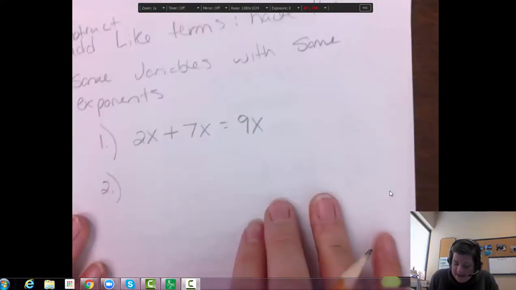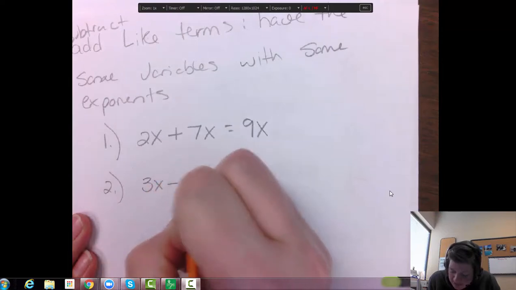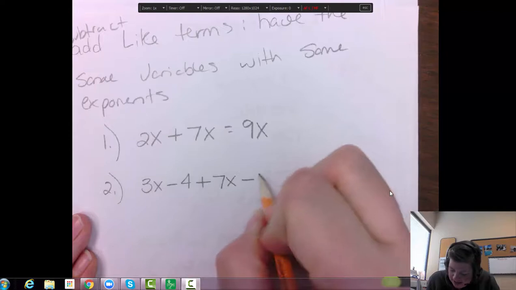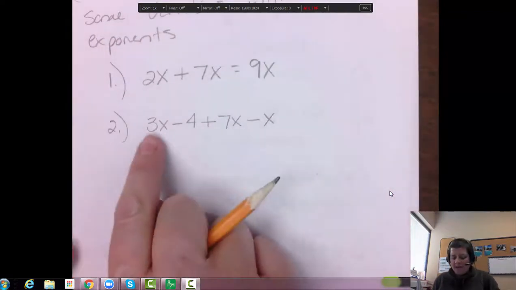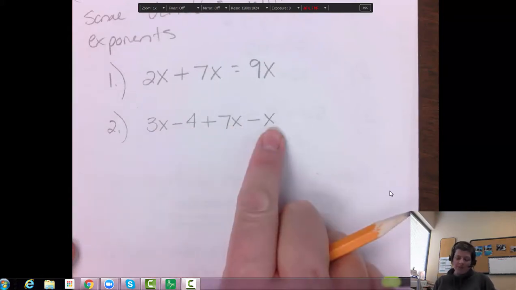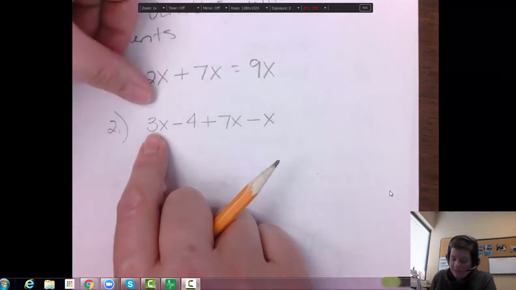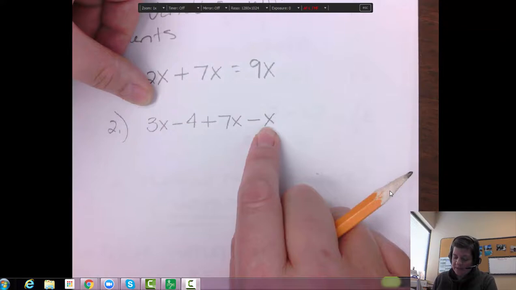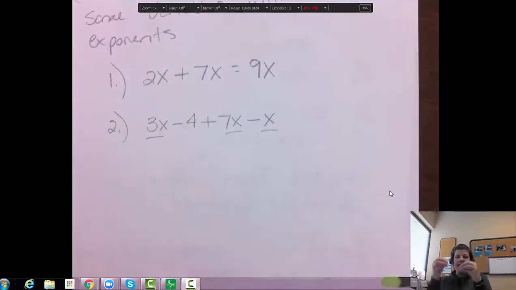I could split that up. Maybe I have 3x minus 4 plus 7x minus x. So here is getting a little bit harder. I have 1, 2, 3, 4 terms. The coefficient on this first one is a 3, right? The coefficient on this other x is a 7, and the coefficient on this one is a 1. So if we think about this, we have 3 like terms that we can combine together to make the problem more condensed.